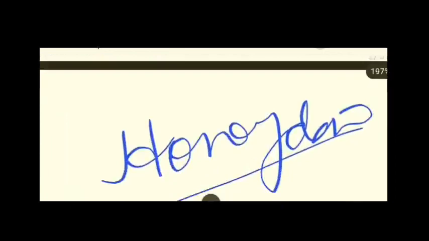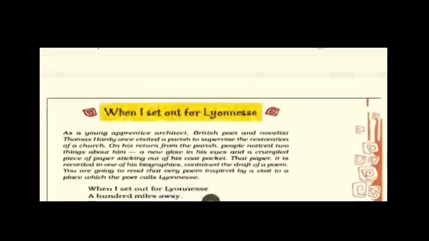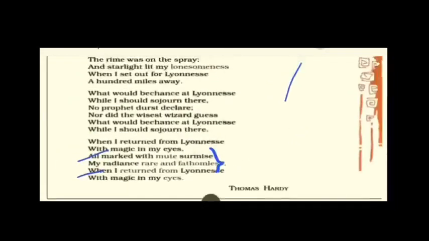Okay. So class, with this we come to the conclusion of the poem called When I Set Out for Lyonesse, written by Thomas Hardy. It's a lovely poem. It's about connection with God, let's say, in a way. Here the poet starts glowing after re-establishing his connection with God.